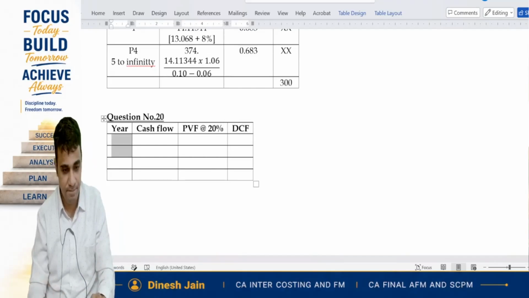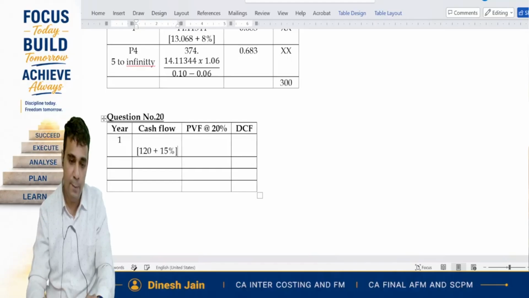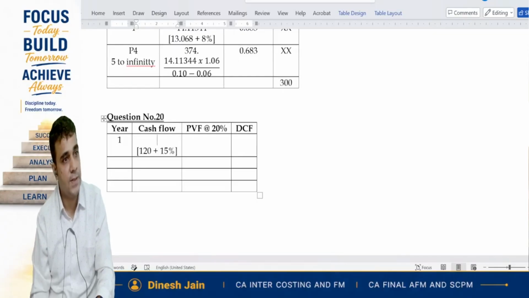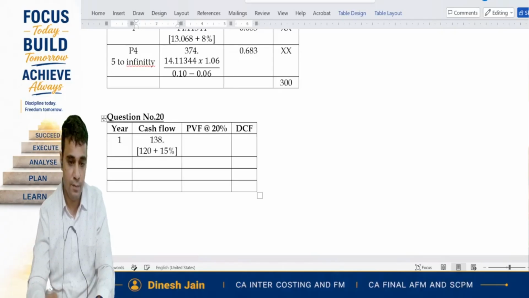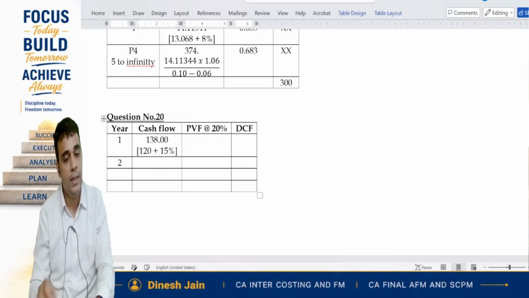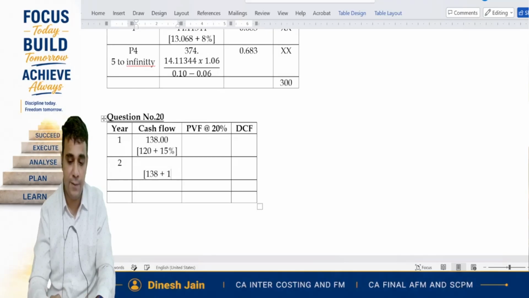Year 1. Can you tell me what was the last year dividend? How much is the growth rate for the first year? Do 120 plus 15%. Very simple approach. 120 plus 15. How much? I'll come to PVF and DCF in some time. What is the growth rate in year 2? 138 plus 15%.